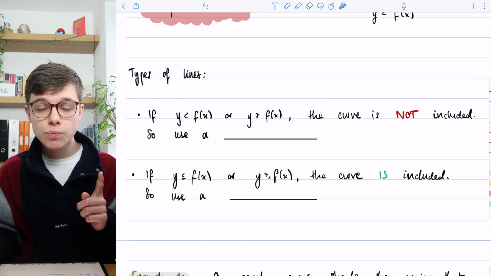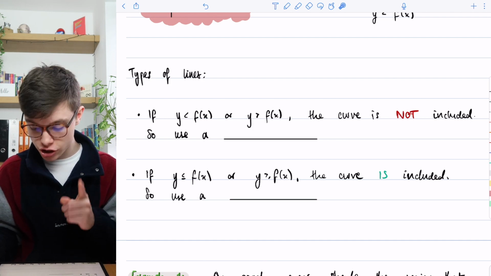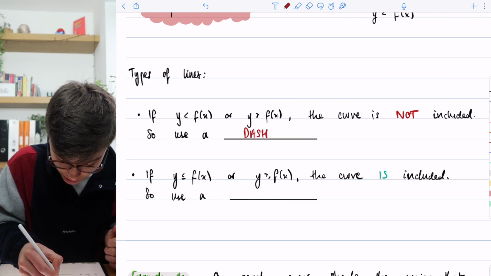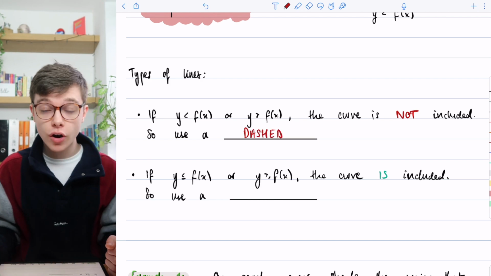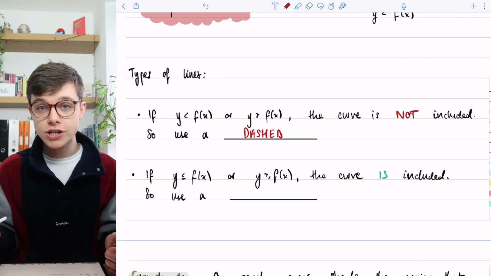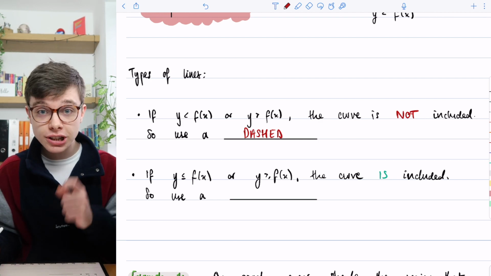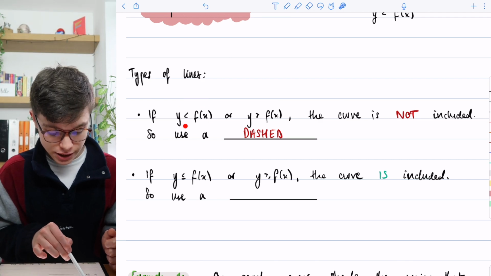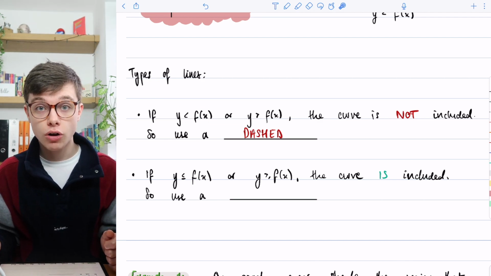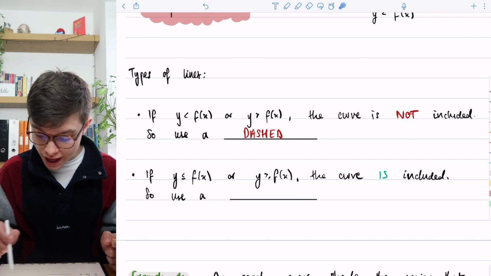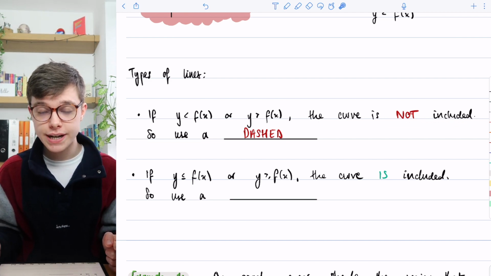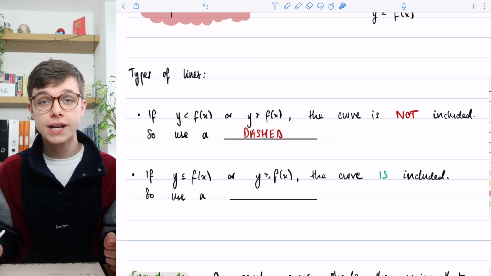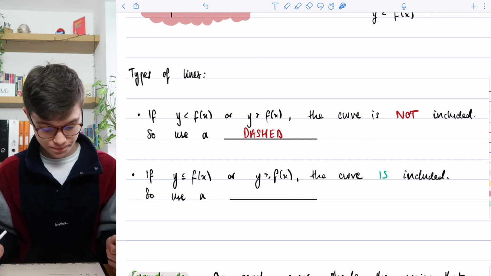And for that case, we use a dashed line. So when you're sketching your graph for your region, and then putting your region on, you want to use a dashed line when you've got just a strict inequality, when you've got less than or greater than. And the reason for that is because the curve is not included. So visually, we use a dashed line to show that the curve is not included in our inequality.